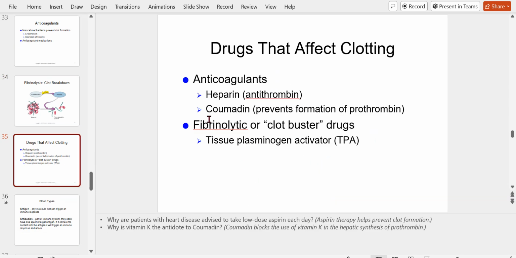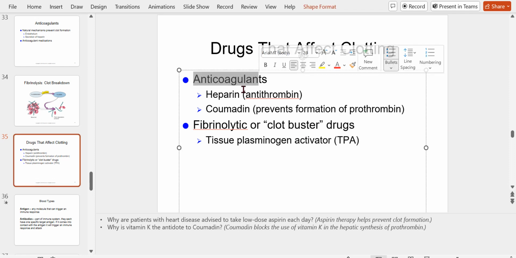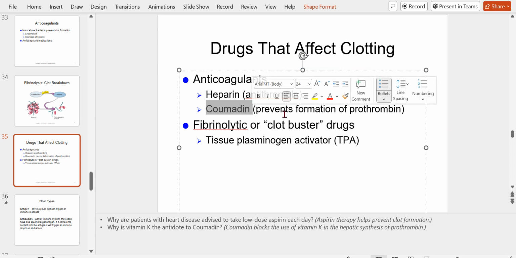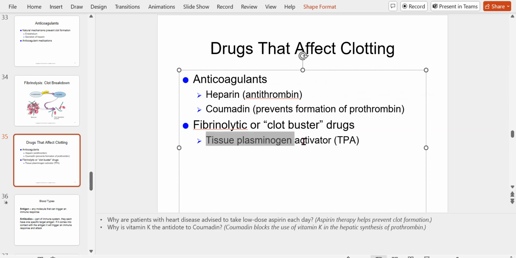So drugs that affect clotting: there's your anticoagulants, heparin, Coumadin, and there's your Coumadin right there, which prevents formation of the platelet plug. Clot buster drugs, there's your TPA.